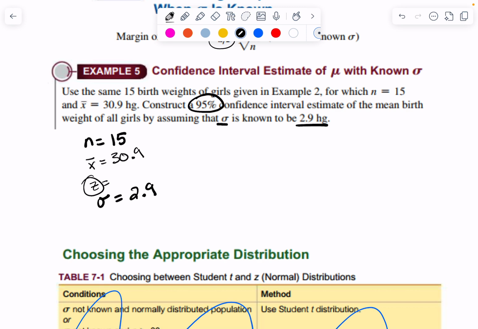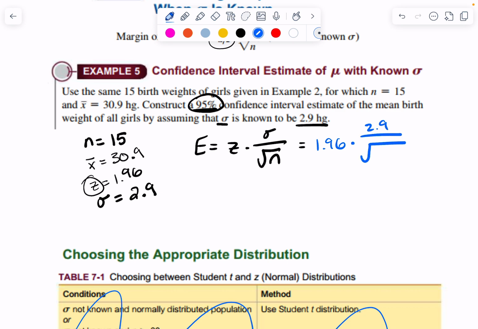And the Z-chart for 95% is 1.96. So I need to find my error, which is Z times sigma over the square root of n. Just the same formula. So 1.96 goes for Z, 2.9 goes here, the square root of 15 goes here. Again, I don't need the degrees of freedom or anything like that because I'm not looking up on the T-chart. I'm on the Z side, okay?